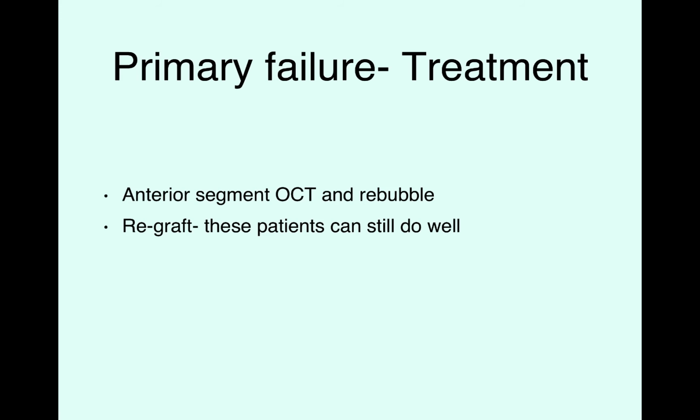If you think your patient has a primary failure, we will always do an anterior segment OCT just to be sure that we're not missing a detachment that we're not seeing through an edematous cornea, and that gives the patient a chance of having just a rebubble instead of a reoperation. If you do regraft them, these patients still tend to do well as long as they haven't had chronic edema and scarring.